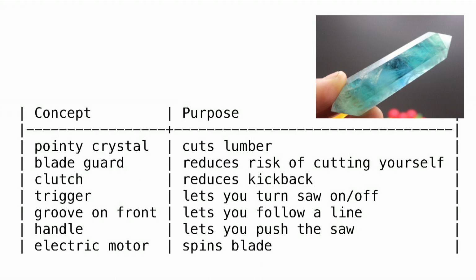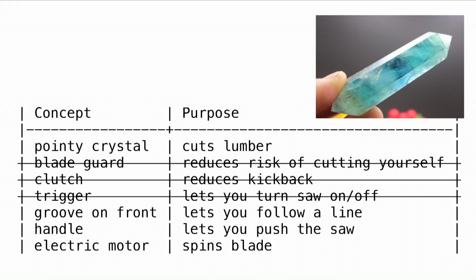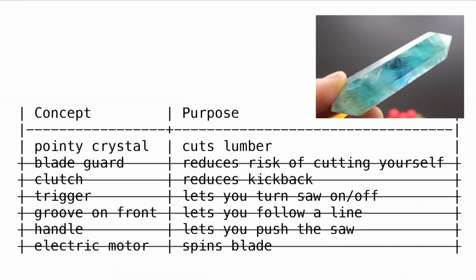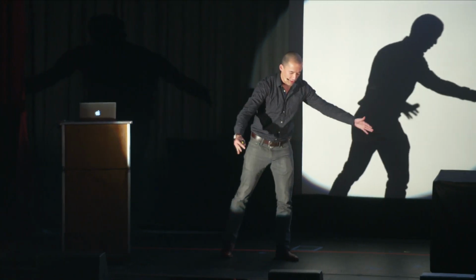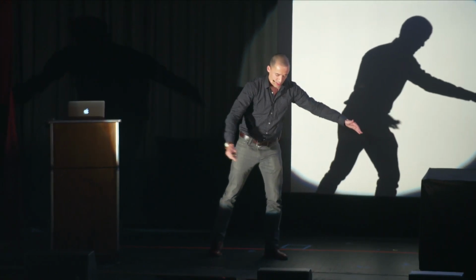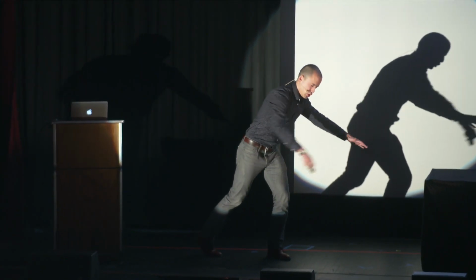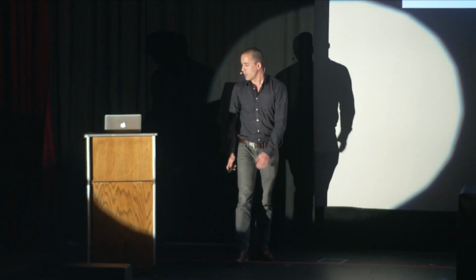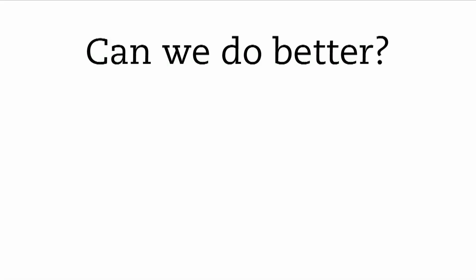That's great. Now we don't really need the blade guard because it only has this property with lumber. I mean, as you can see, you can just hold this thing, so you're not going to cut yourself with it. You don't need the clutch because nothing is moving. You don't need the trigger because it doesn't turn on or off. I mean, it's just this awesome blue crystal. Like, you don't need any of this stuff. You don't need the groove because you don't even need to mark your work anymore. You can take your straight edge, take your crystal like a pencil, right, and just cut your stuff in half. So, to answer this question, can we do better?